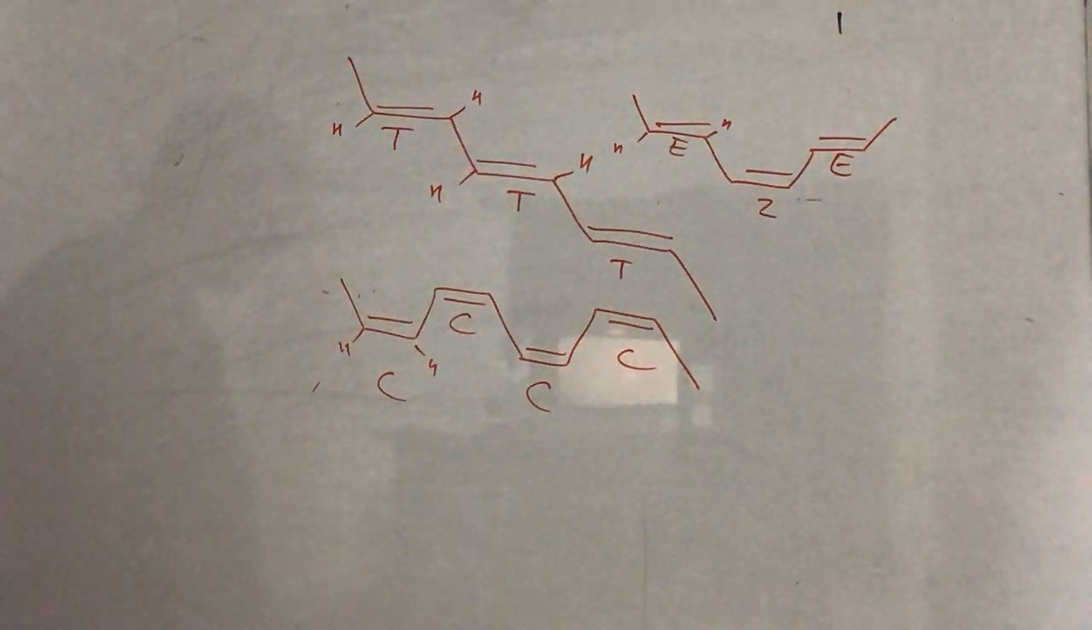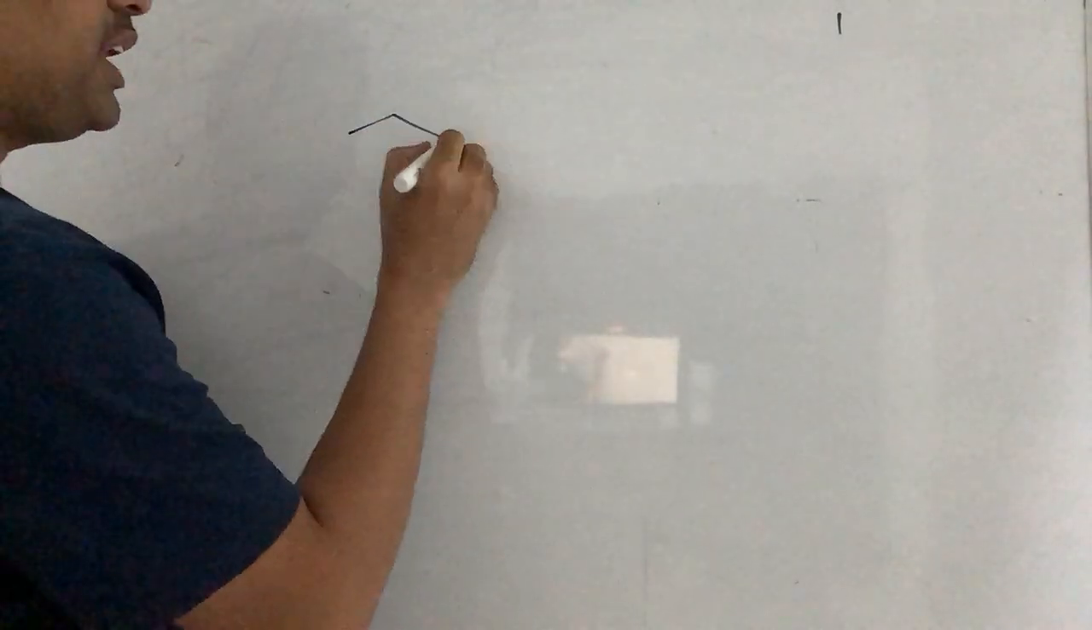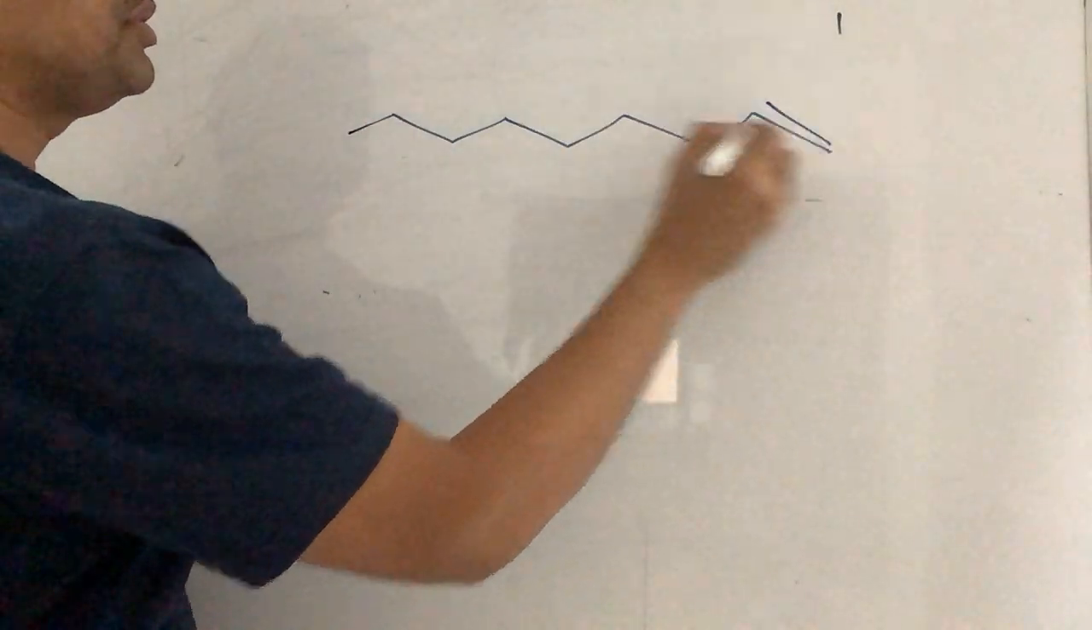Along with this, there is a question about the number of geometrical isomers. The number of geometrical isomers can be calculated by using this formula. For example, it is given to you.